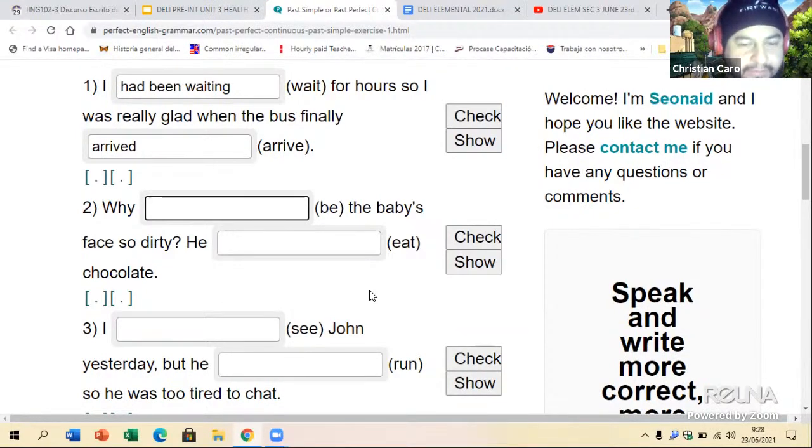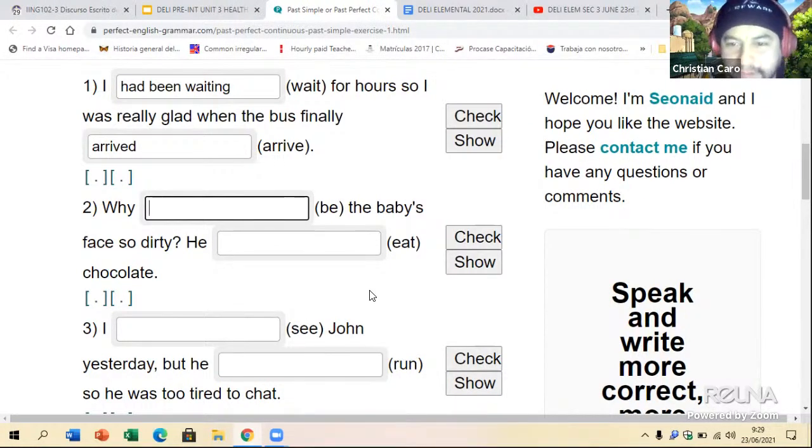Más fácil. Remember, ¿cierto? Una va a ser simple past y la otra va a ser past perfect continuous. ¿Ok? Ya, encuentro que está re fácil, pero el problema es la hora. La hora no es muy fácil. 9:28 de la madrugada, entonces.